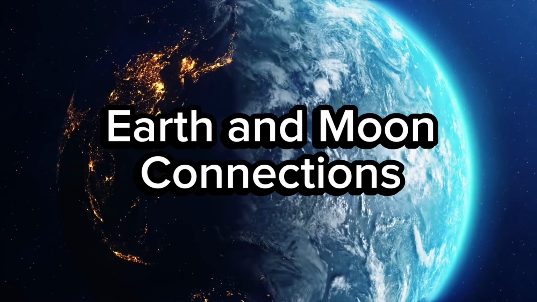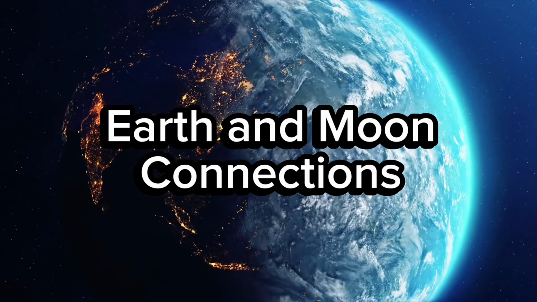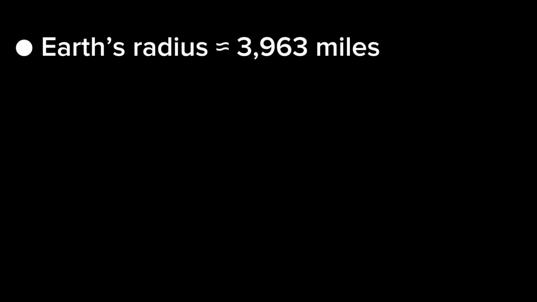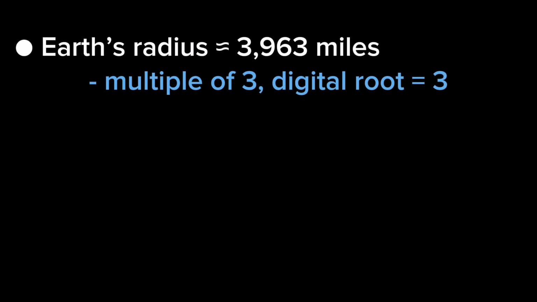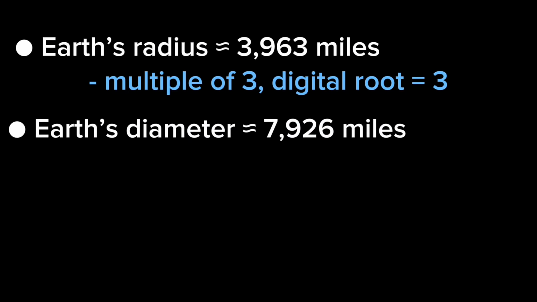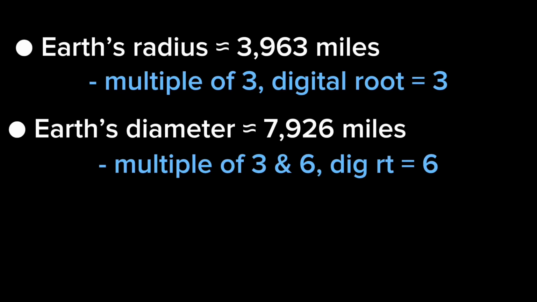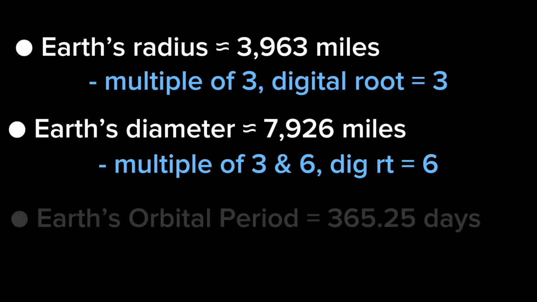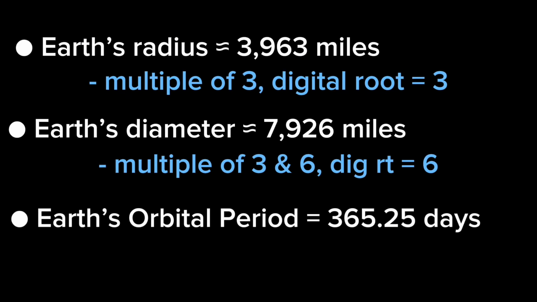Now let's look at some Earth and Moon connections. Starting with the Earth, its radius to the nearest whole number is 3,963 miles. This number is a multiple of 3 and has a digital root of 3. Its diameter to the nearest whole number is 7,926 miles, which is a multiple of both 3 and 6, and has a digital root of 6. Its orbital period is 365.25 days, which has a digital root of 3.